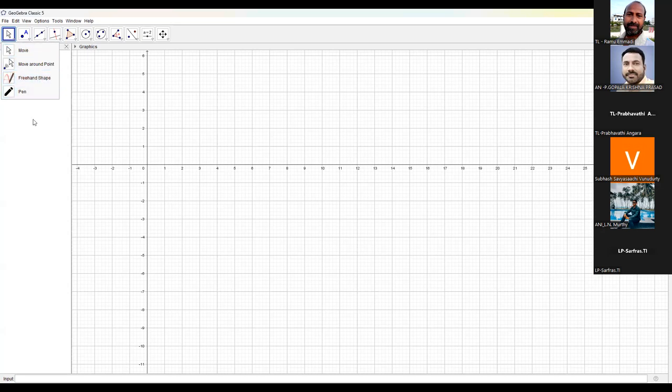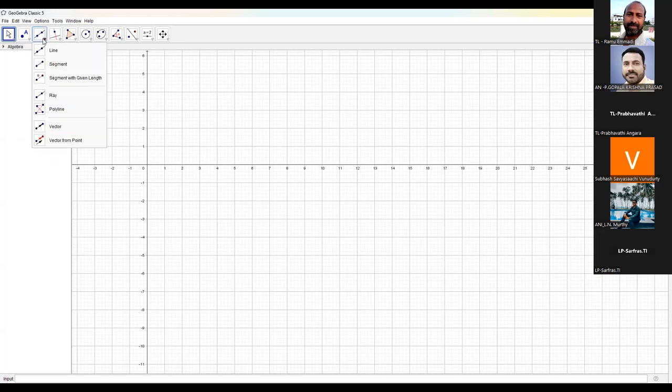And in the second toolbar, if you want to put a point, then you can use a point. Then if you want a point on some object, you can use this tool. And if you want to intersect, some tools are also there for solving the equations and for other activities.